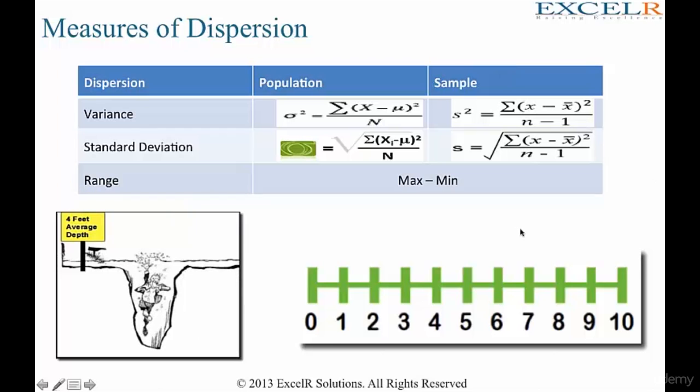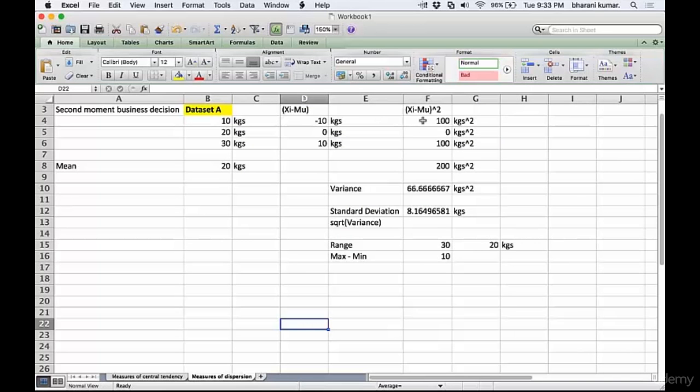The one key difference between population and sample formulae pertaining to variance and standard deviation is that here you have n, here you have n and here you have n minus 1. There is a reason for that. When you calculate variance for the population, you will get a slightly smaller value. But when you calculate the variance for a sample, you tend to get a slightly higher value. Let us try to see whether that holds true or not.